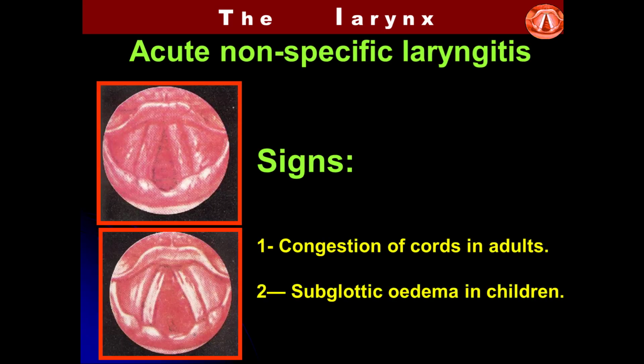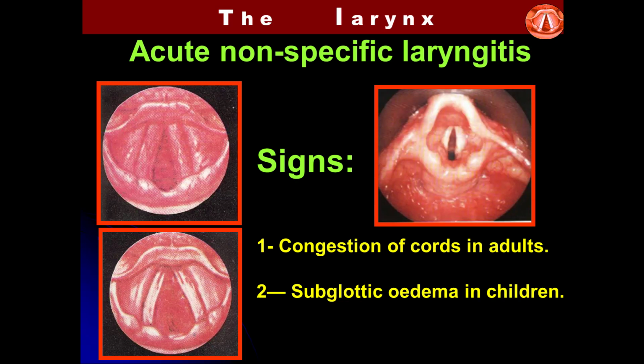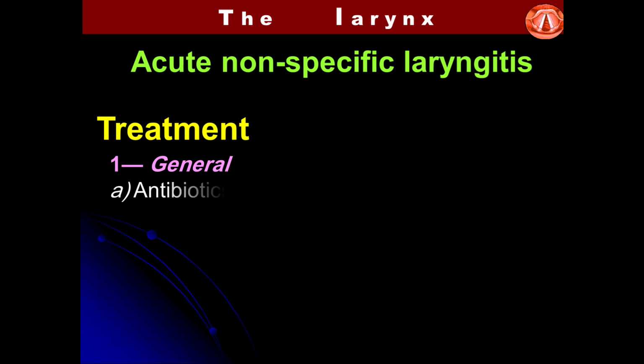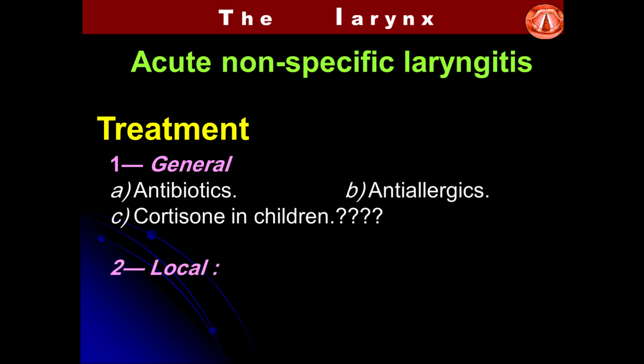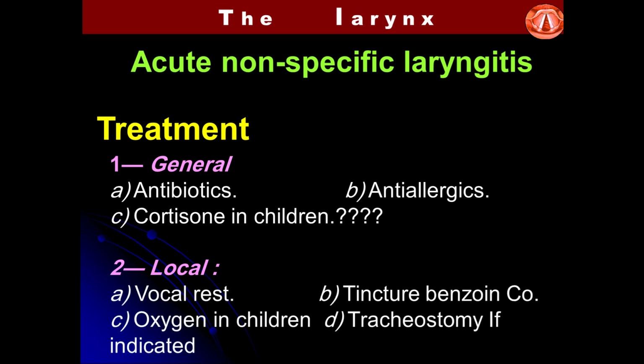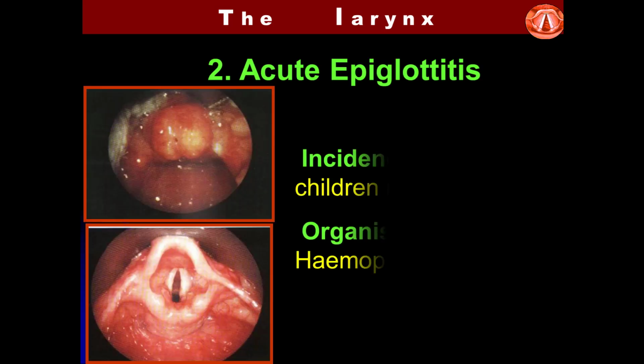On examination by indirect laryngoscope or fiber optic laryngoscopy, you can see congestion and edema of the vocal folds in adults and subglottic edema in children. For the treatment, usually we use antibiotic, anti-allergic in allergic patients, and corticosteroids, sometimes mandatory in children in emergency situations. It is a case where we admit to the hospital, and we advise vocal rest, tincture benzoin inhalation, and oxygen in children. Tracheostomy is very rarely indicated.